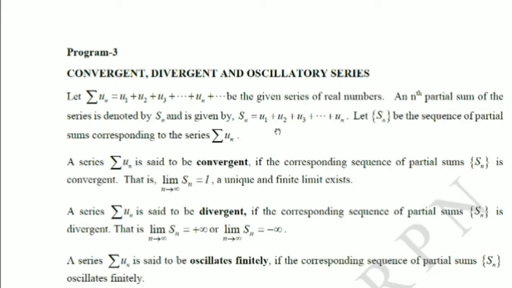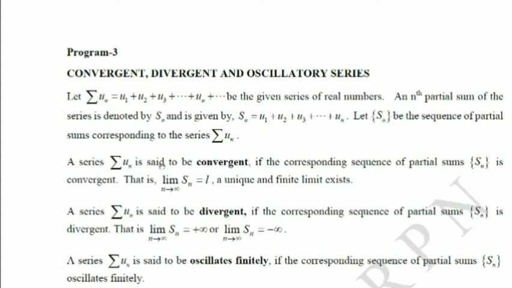So we have a sequence S1, S2, S3, etc., Sn, etc., which is a sequence of partial sums corresponding to this series. What is S1? S1 is the sum of the first term, that is only one term, u1. What is S2? Sum of the first two terms. What is S3? Sum of the first three terms. What is Sn? Sum of the first n terms of the series. Like that, it goes on. So corresponding to this series, we have a sequence of partial sums.